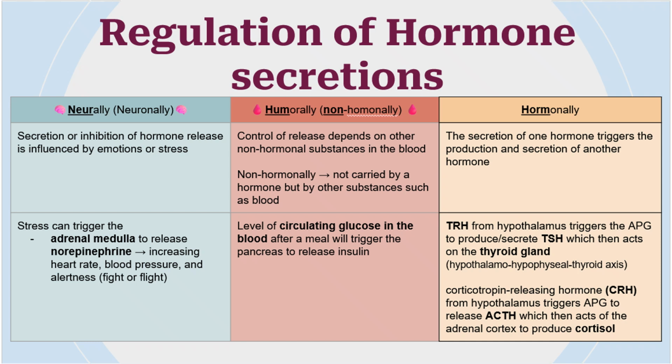Hormonal regulation of hormones is when the secretion of one hormone is triggered by the production of another hormone. Thyroid releasing hormone released from the hypothalamus will trigger the anterior pituitary gland to produce and secrete thyroid stimulating hormone, which acts on the thyroid gland. Corticotropin releasing hormone from the hypothalamus triggers the anterior pituitary gland to release adrenocorticotropic hormone, which then acts on the adrenal cortex to produce cortisol. For this, just think of any of the releasing and inhibiting hormones from the hypothalamus and the hormones which they trigger to be released from the anterior pituitary gland.